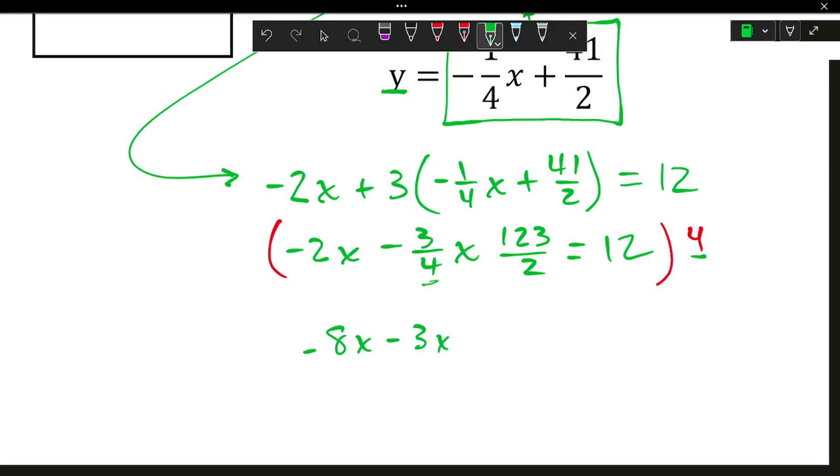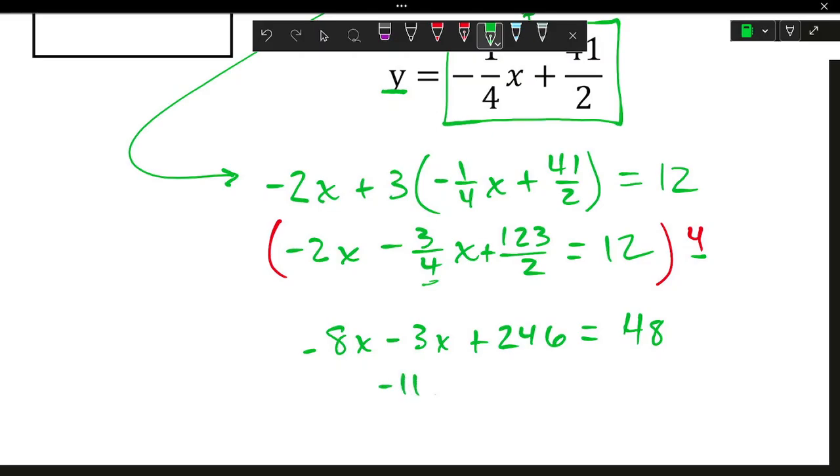And then I'm going to have 4 divided by 2 is 2. So now I'm going to have 123 times 2, which looks like plus 246. And on the other side, that's going to equal 4 times 12, which is 48. Yeah, 48.